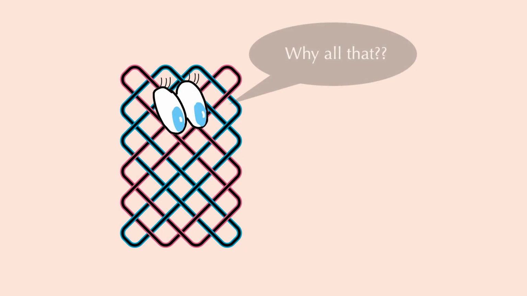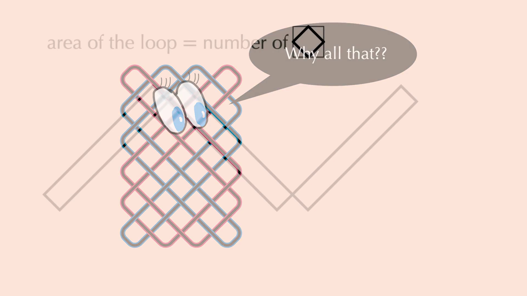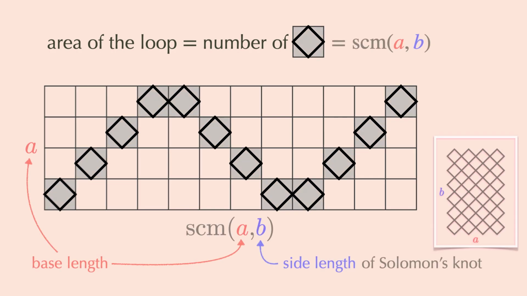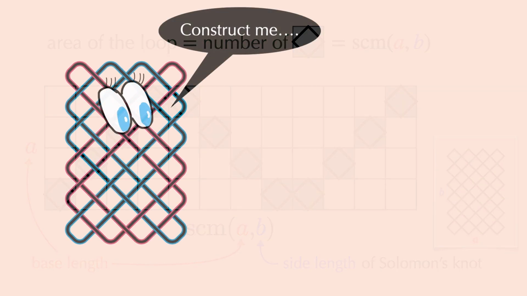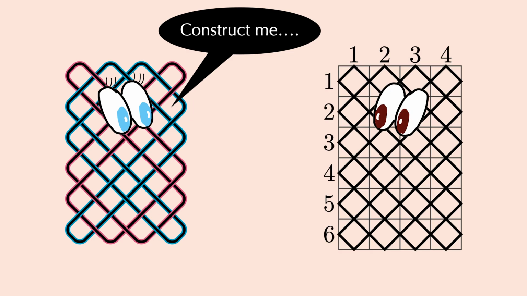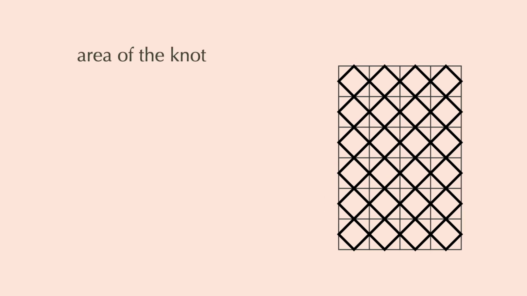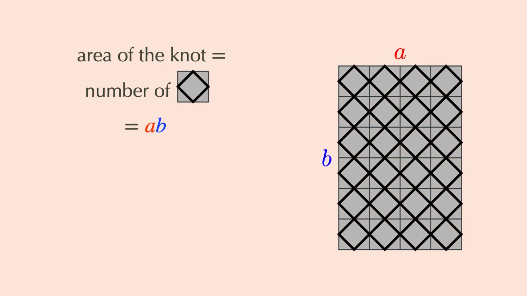Okay, great, but how does this help us exactly? Well, we define the area of a closed loop as the number of diamonds we can form from the line segments. If we now go back to the original construction method of Solomon's knot, see, I promised you that we would need it again. We see that it is made up of a whole bunch of such diamonds. So, analogously to the area of the loop, we define the area of the knot as the number of squares filled with these diamonds. And as per the construction, this number is just the product of the side length and the base length. And now we have it.